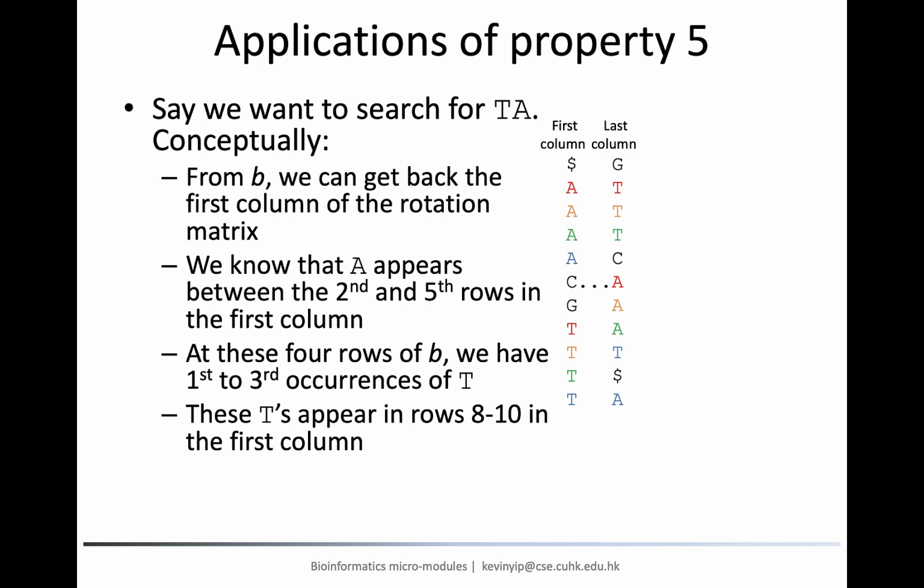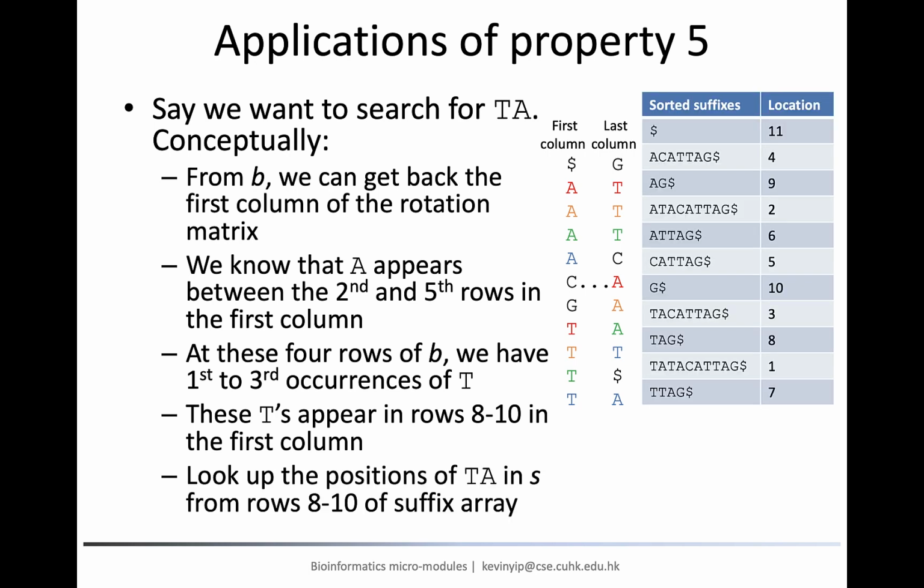If we want to find out where these 3 occurrences are in the sequence, we can make use of the suffix array. We just go to rows 8 to 10 of the array and read the recorded positions there. And we get positions 3, 8, and 1 as the answer.